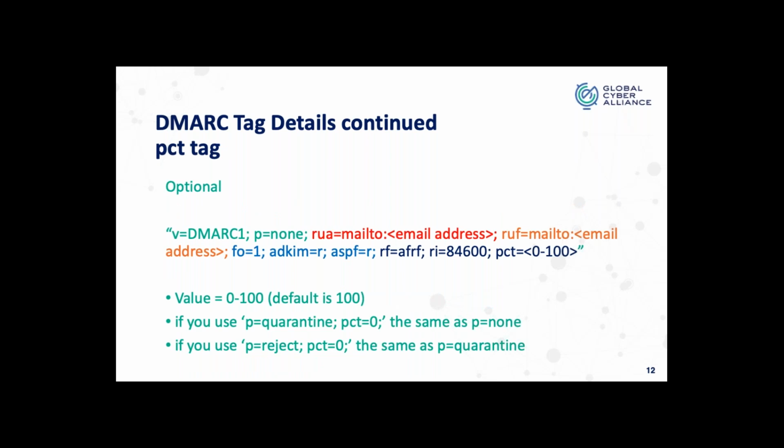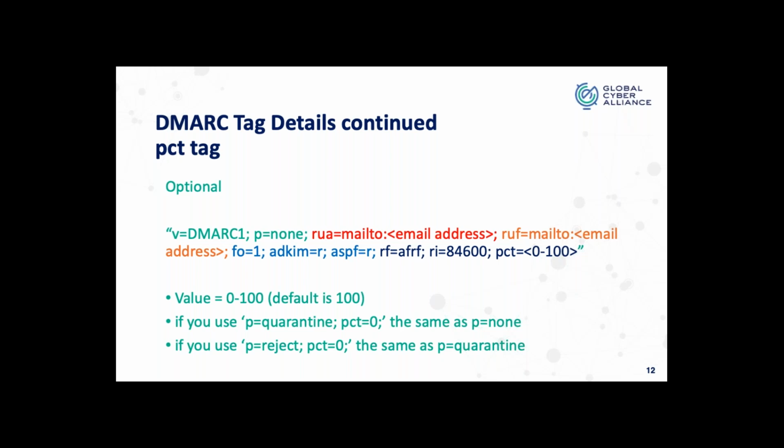PCT, the percentage tag, is also optional. The value for this is anywhere between 0 and 100. The default is 100. What this is basically defining is what percentage of messages should be impacted by the DMARC policy. If you put 10%, it means 10% of the messages that are being sent out, or on the receiving end, should be impacted by the DMARC policy. Which 10% or 50%, that's not defined in the policy. That's something the receiving side could determine.